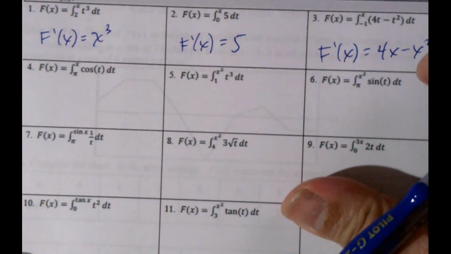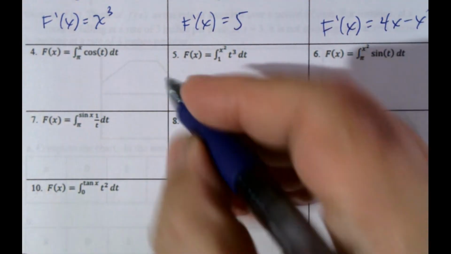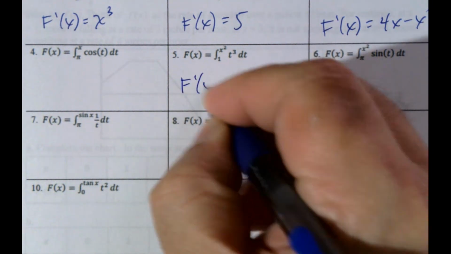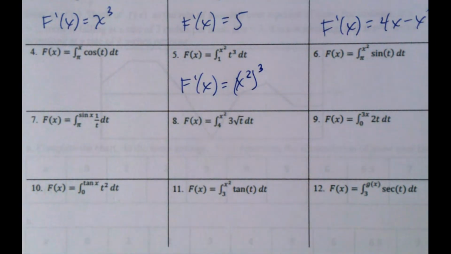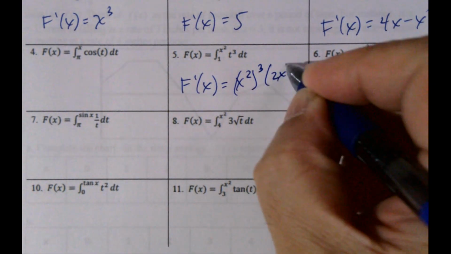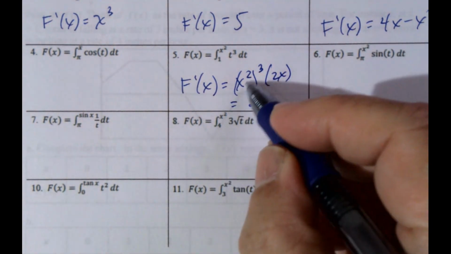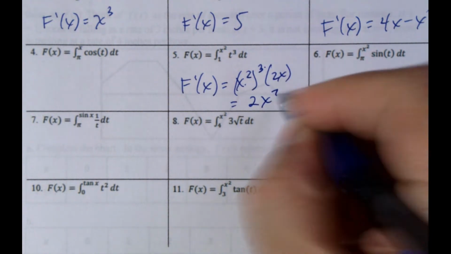Let's do 5. So you're going to plug in the x squared, so it's x squared cubed times the derivative of x squared, so it's times 2x. So that gives me 2 x to the 6th, x to the 7th, and that's the answer.